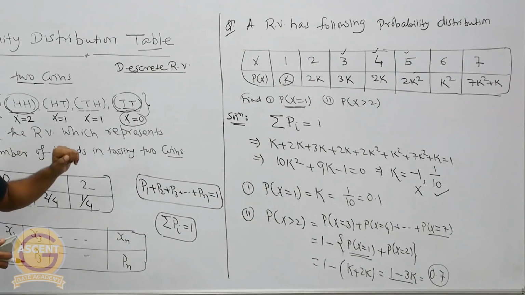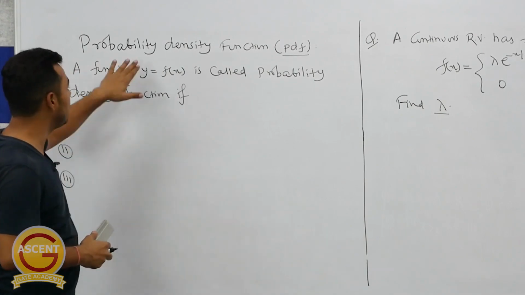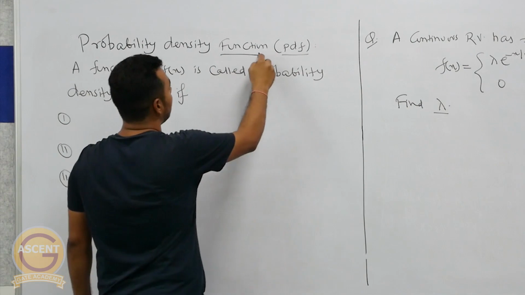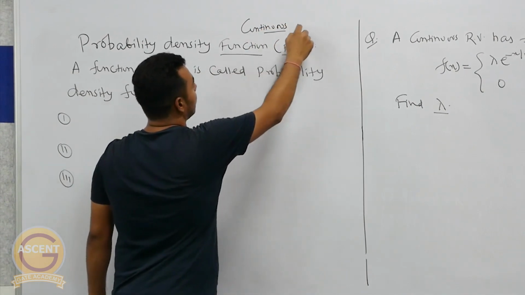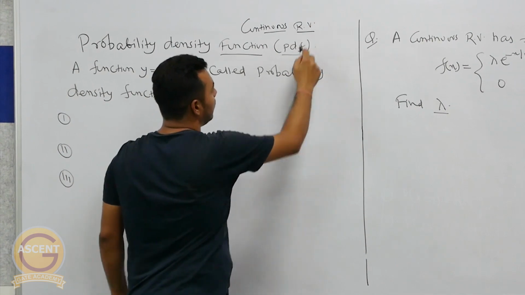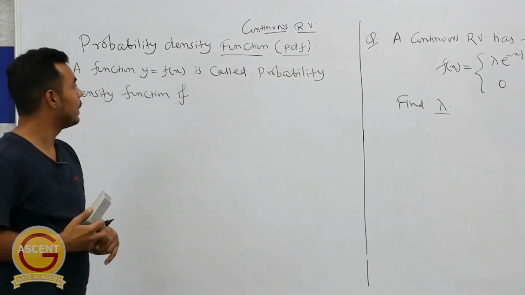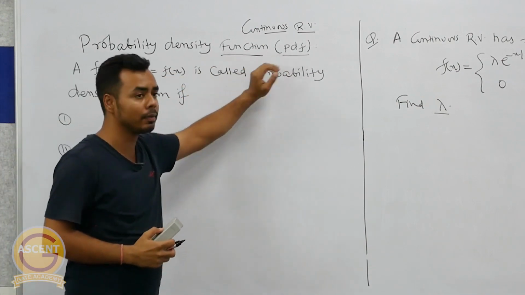Next we will talk about probability density function. Our next topic is probability density function. Now this probability density function is defined for a continuous random variable. We have seen in our earlier discussion that the probability distribution table is defined for a discrete random variable. In case of a continuous random variable, we define something called the probability density function.